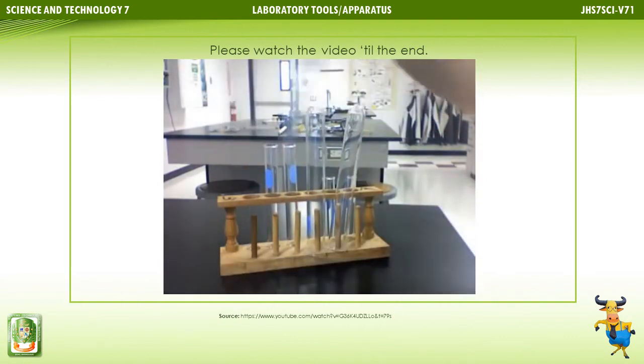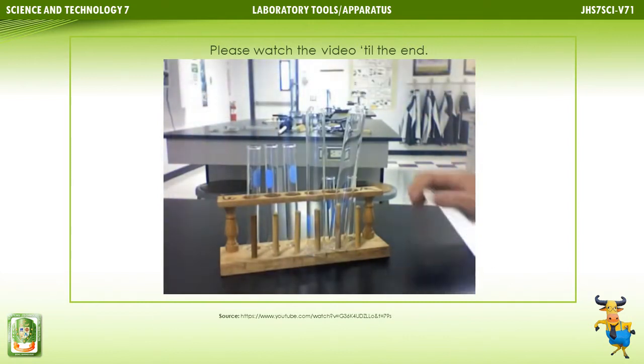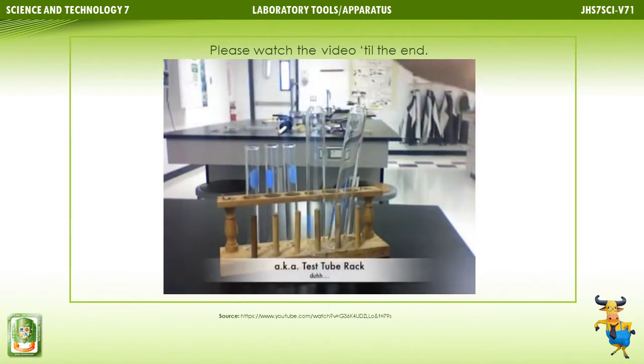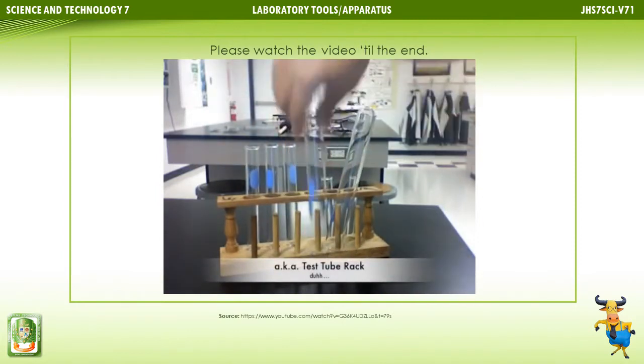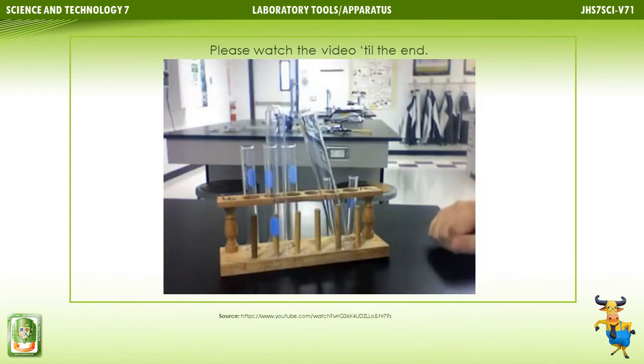Now, what do you think this thing is that we are holding the test tubes in? That's right, it's a test tube holder. It holds the medium-sized test tubes, it holds the little-sized test tubes, and even though it may not hold those, we can still stand them up and let them dry. That is a test tube rack.